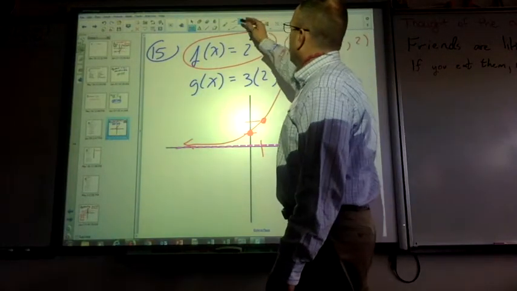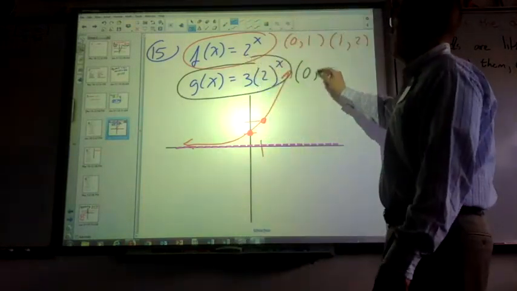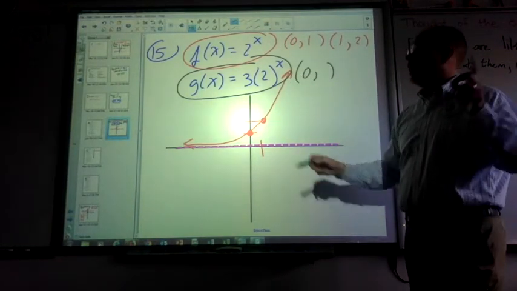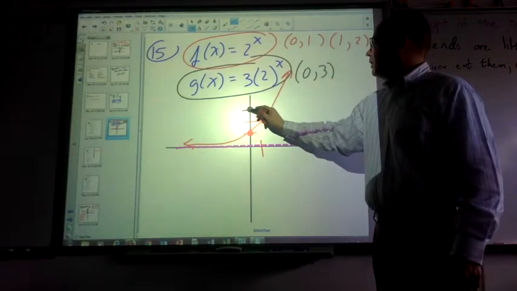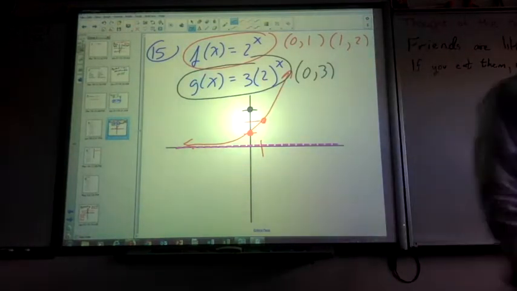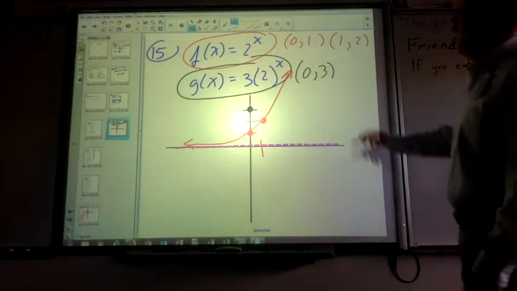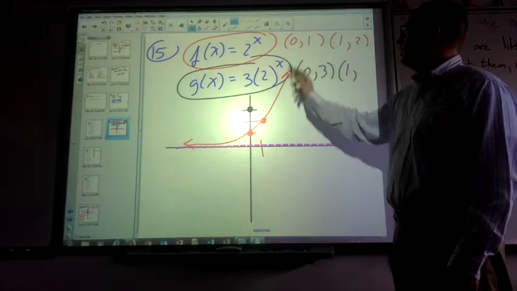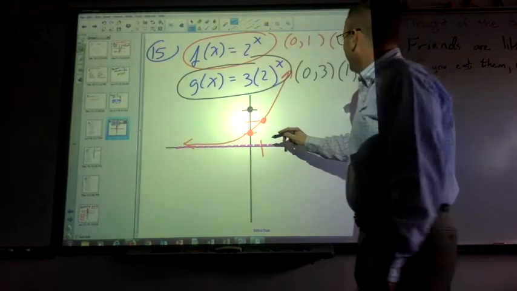Let's do this one in black. All right. 0, comma. So if I plug 0 in, 2 to the 0 is 1. 1 times 3 is? Does my y-intercept, is it different? It has the same asymptote, but is it different? It's like stretched up a little bit, it looks like. All right, and then let's plug 1 in. 2 to the first is 2. 3 times 2 is 6. Good. So 1 comma 6.